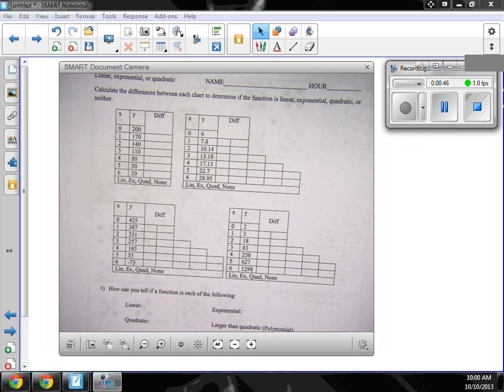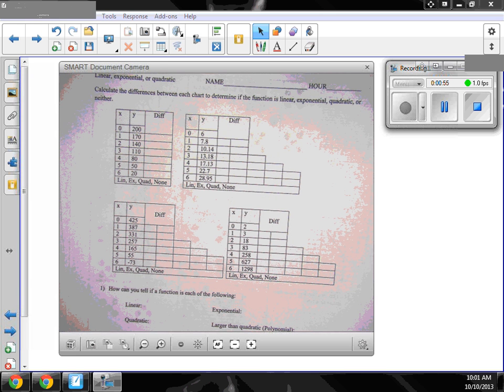What did you notice about the first graph? The first chart? Linear, common difference is -30. Good. The second one? Exponential. How come?